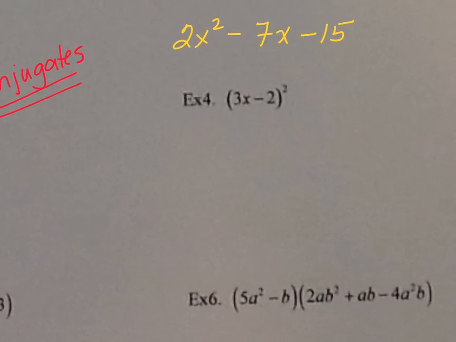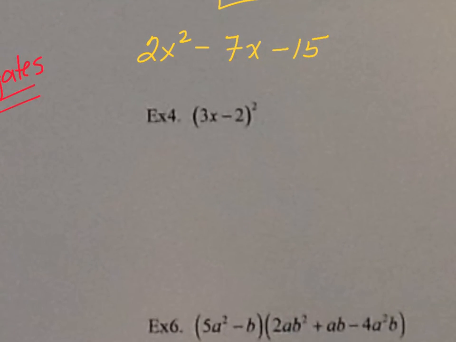All right, let's take a look at number 4. So notice I have this binomial, 3x minus 2, and it's a square. This is a very common mistake. Kids do this. They take the 2, and they want to go like this. They'll make it 9x squared minus 4, or 9x squared plus 4. That's a big no-no. So do not do that.